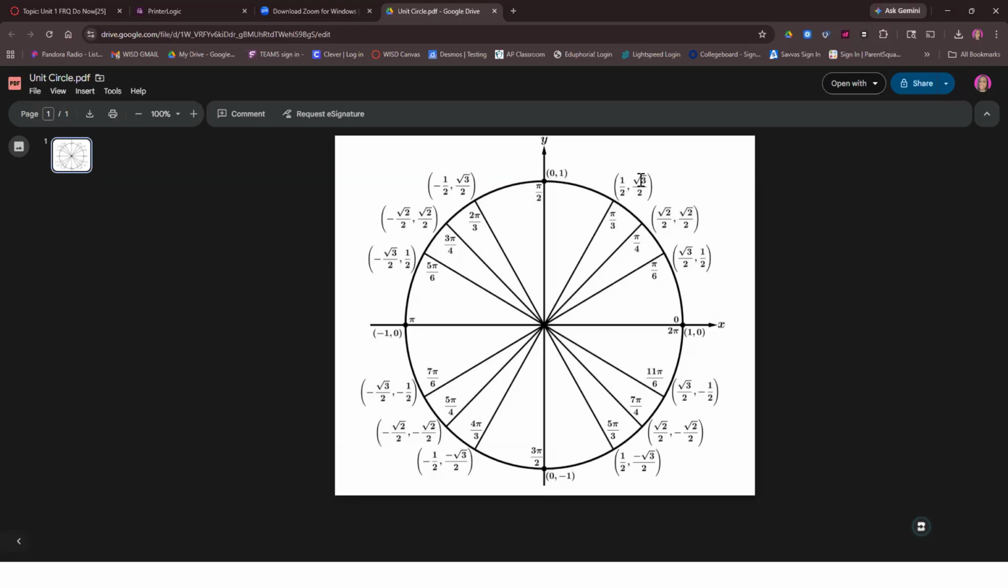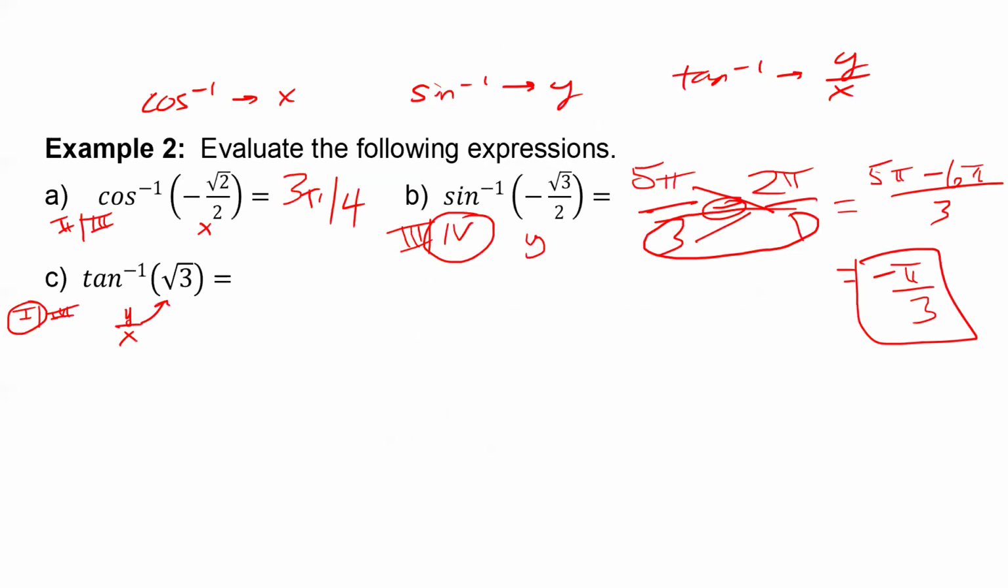Does anyone need me to write that out or work it out, or are we comfortable seeing it? We're good seeing it? Okay. So the answer would be pi over 3.